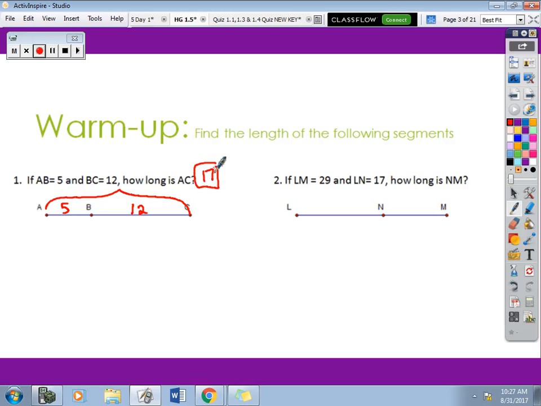Very good. The next one, LM, which is the whole segment, which if you can't draw this, just put like a rectangle. Something. Oops, 29. I put it in the wrong spot. And LN is 17. How long is NM? Parker? 12. So working in reverse, if we know the total segment and we subtract the smaller segment, what we're left with is the other little segment.